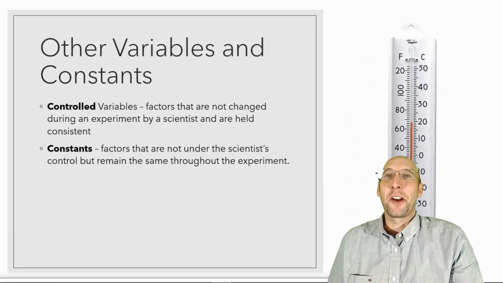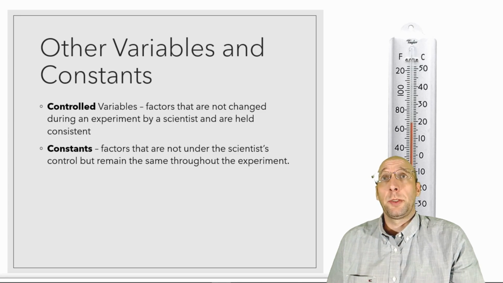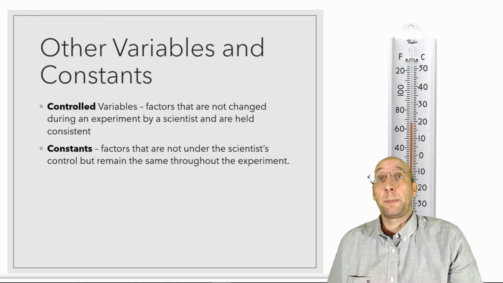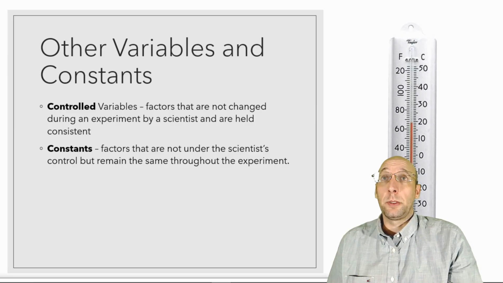In a good experiment, there are other variables that are held consistent and are not changed throughout the experiment. And there's two examples of those, and sometimes students confuse these. The first are controlled variables. Controlled variables, a lot of times students confuse with the control group. Remember, the control group is something you are comparing to an experimental group and looking at how the dependent factor changes. A controlled variable is something that you are not changing in an experiment.